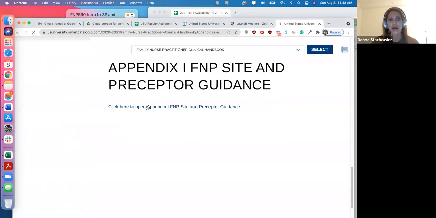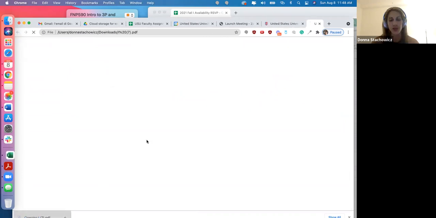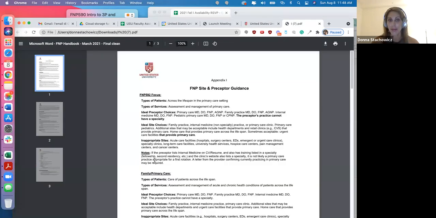This document talks about what are appropriate clinical sites for each of the courses. We haven't talked about this yet. There are 4 clinical courses. The first one is called Common Illnesses Across the Lifespan. We want you to be in a primary care family practice setting. We won't let you work in your 40-hour specialty during the very first clinical course. Okay, so just remember that. We won't let you work in a specialty in your first clinical course. You need to get your feet wet.